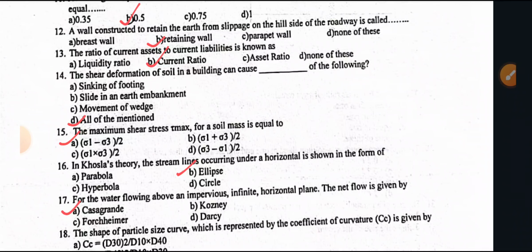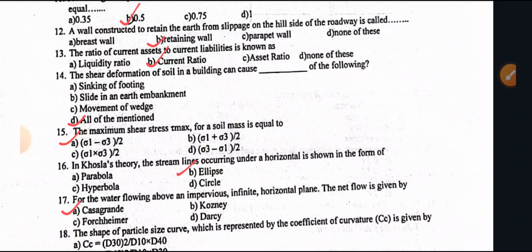The maximum shear stress, tau max for a soil mass, is equal to sigma 1 minus sigma 3 divided by 2. Maximum shear stress. Don't get confused that maximum is max, so it should be plus. No.